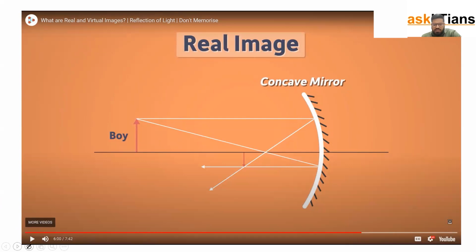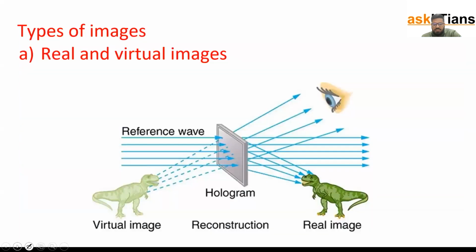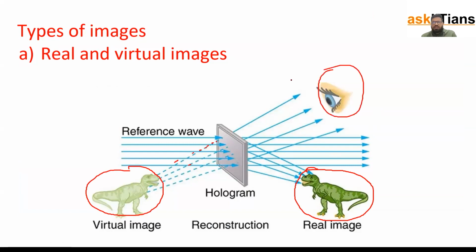Okay, now I think the basic bifurcation of real image and virtual image is clear. You can see now, we have already seen this diagram: this is the real image in which light rays are actually meeting, and this is a virtual image in which light rays extend backwards with a dotted line and they appear to come from a point to reach the eyes of the observer. So that's why it is known as a virtual image. I think the difference between real and virtual image is now clear to you.